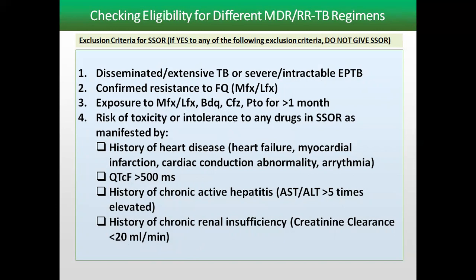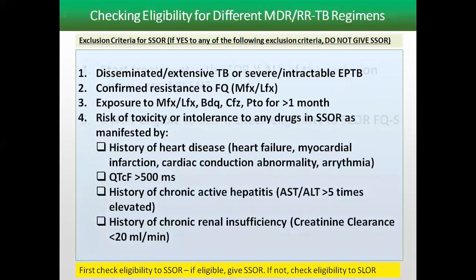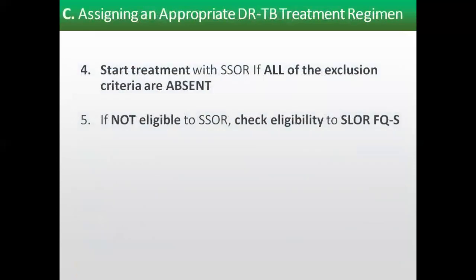Okay, so aside from how we start with the age, the pregnancy status and the history of contact, we also look into this. So if the patient has any check here, then we do not give SSOR. Okay. So if there is no exclusion, if the patient is not part of the exclusion criteria, then we immediately start SSOR.